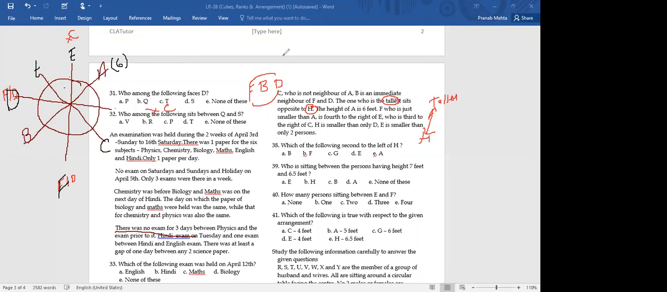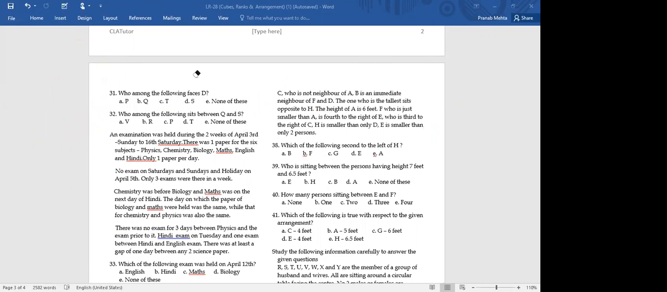Wait. Let me erase this. H is opposite to the tallest of all. Wait, the one which is not required. Let me just remove all these things and redo once again so that it becomes clear. So that's why I found the heights first, sir. No, you can put height also. There are no issues. You can do this also.